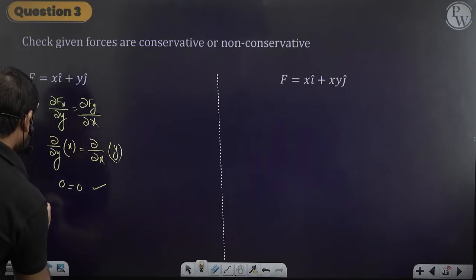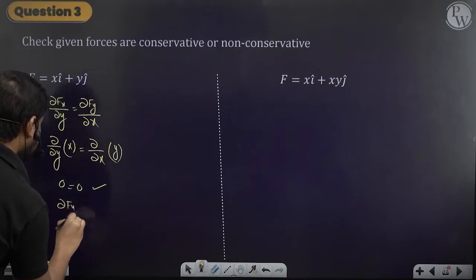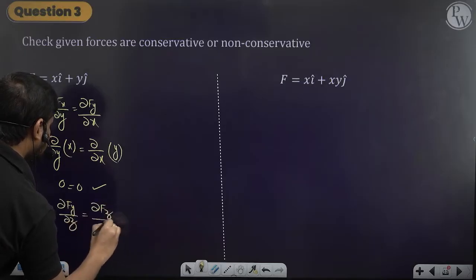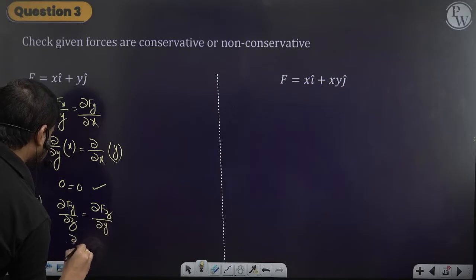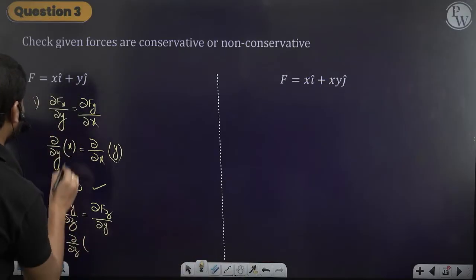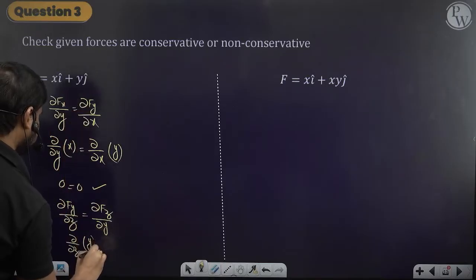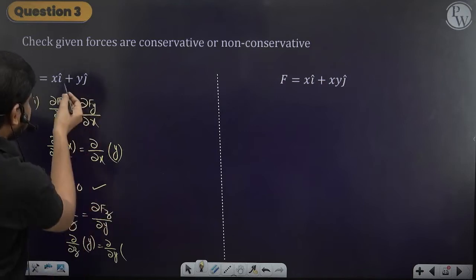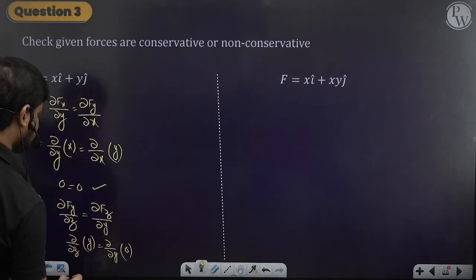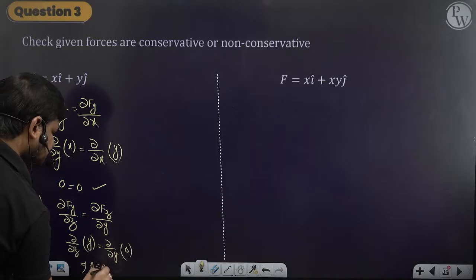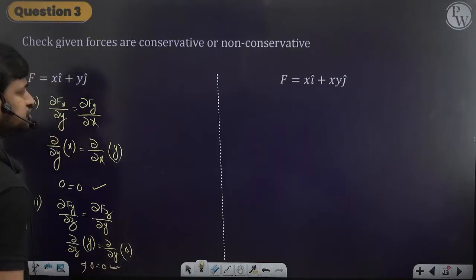Then the second: what is that? ∂Fy/∂z equals ∂Fz/∂y. That means ∂/∂z of y. What is Fy? The force in the y direction is y. This equals ∂/∂y of Fz. What is Fz? There is no z term, the k term is not there, so it's 0. The differentiation of y with respect to z is 0, and the differentiation of 0 is 0. So the second condition is also satisfied.